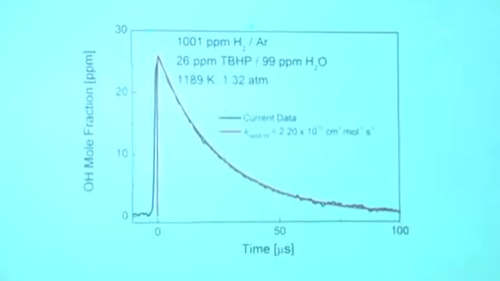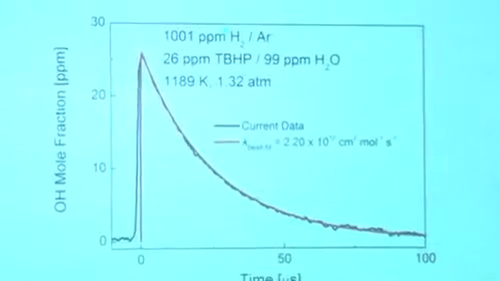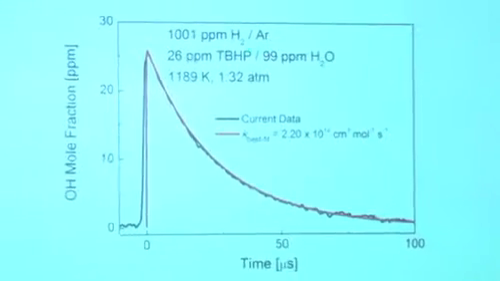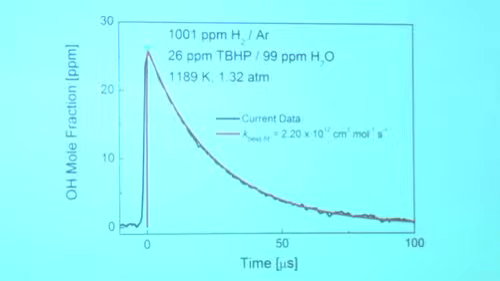So this is OH, 1000 ppm of hydrogen, 26 ppm of T-butyl hydroperoxide, or hence OH. So the OH instantly shoots up to 26 ppm, and then it decays exponentially by that pseudo first order reaction. And the fit is so good. I mean, you can just measure this so well. So as long as we get 10 to 20 to 25 ppm of OH, we get really good signal to noise ratios in our experiments. We claim we fit this to 3 to 5%.